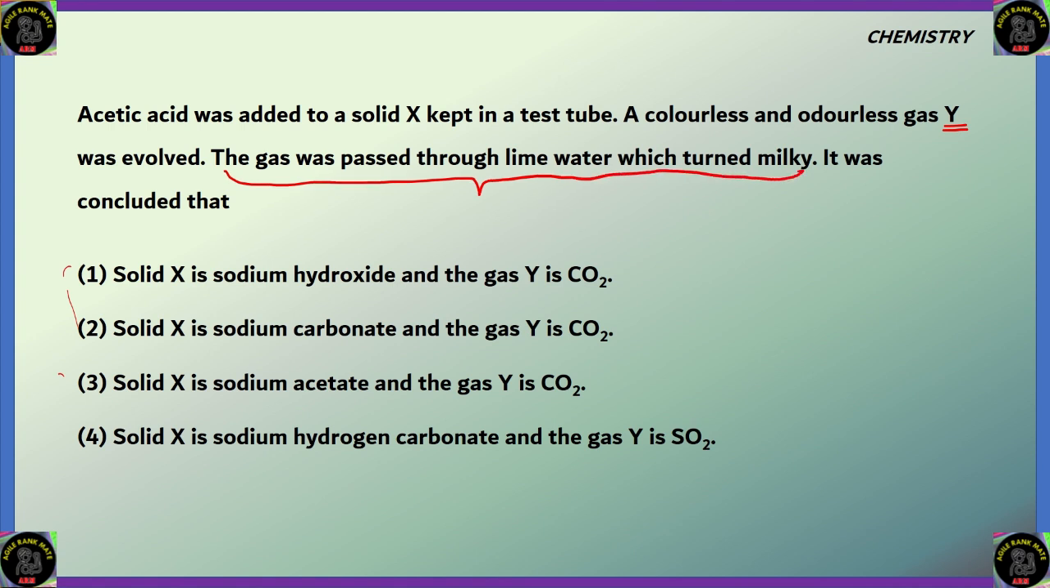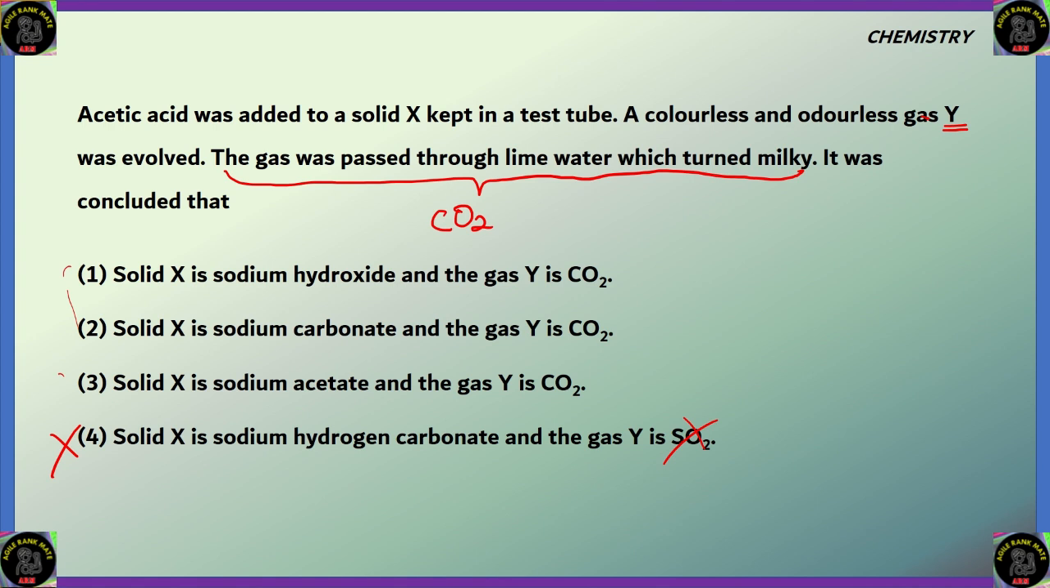So this means, we know that the gas which makes lime water milky is carbon dioxide. So we get that Y is carbon dioxide. If we look at the options, option 4 says Y is SO2, which is incorrect, so we can eliminate option 4. Now in all the other options, we have CO2. Now let us look at each of the options.